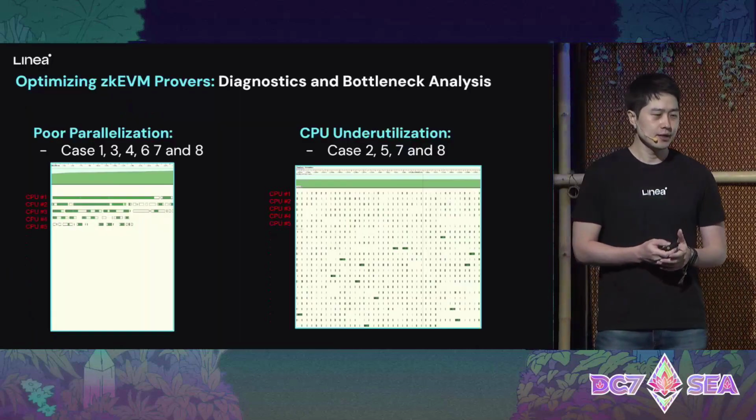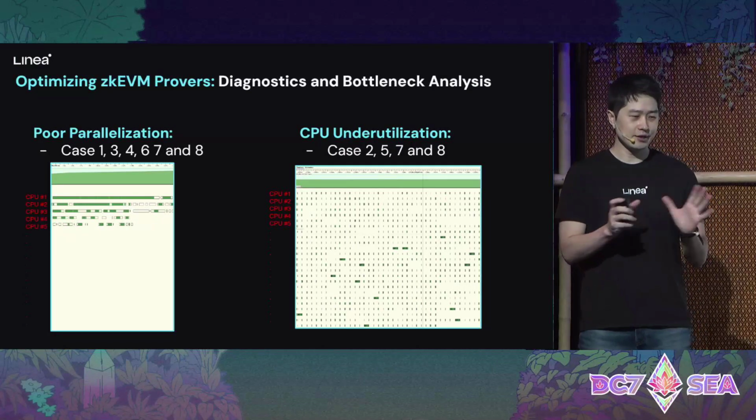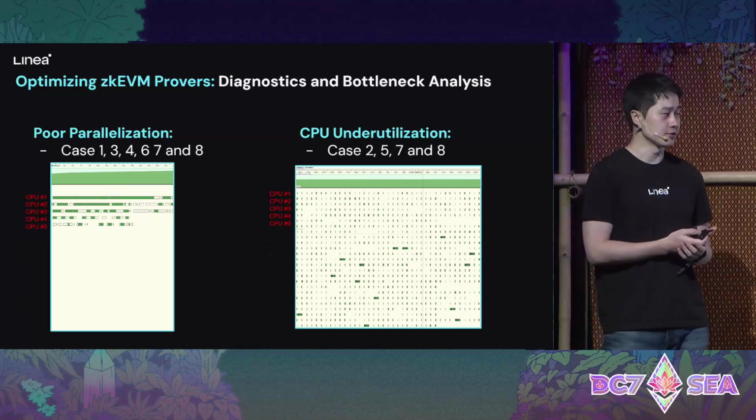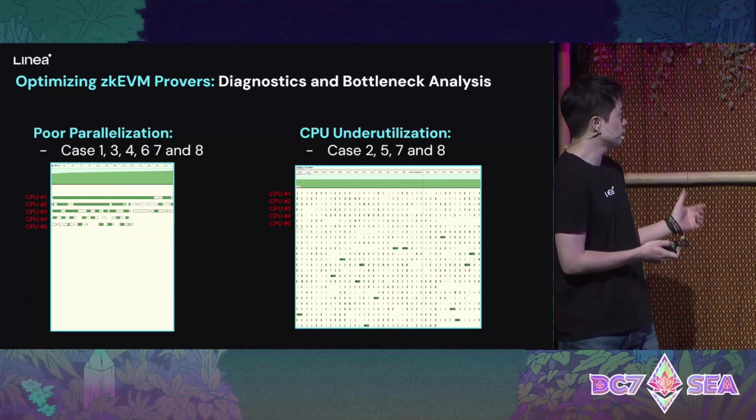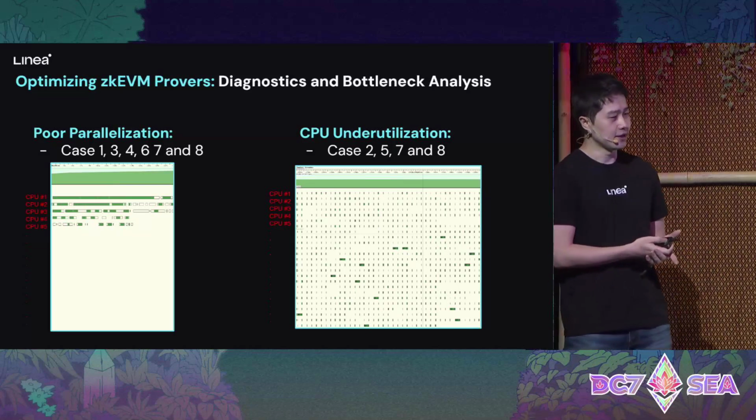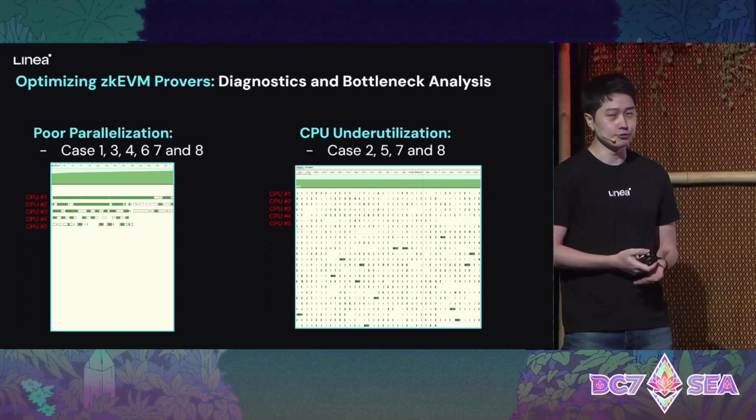And on top of that, we have memory usage patterns. The main goal of memory optimization is to reduce the memory peaks. First, I will talk about CPU, and then we'll move to memory. You have many different CPU issues, but mostly it's going to be two cases. The first one is poor parallelization, and the second one is CPU underutilization.